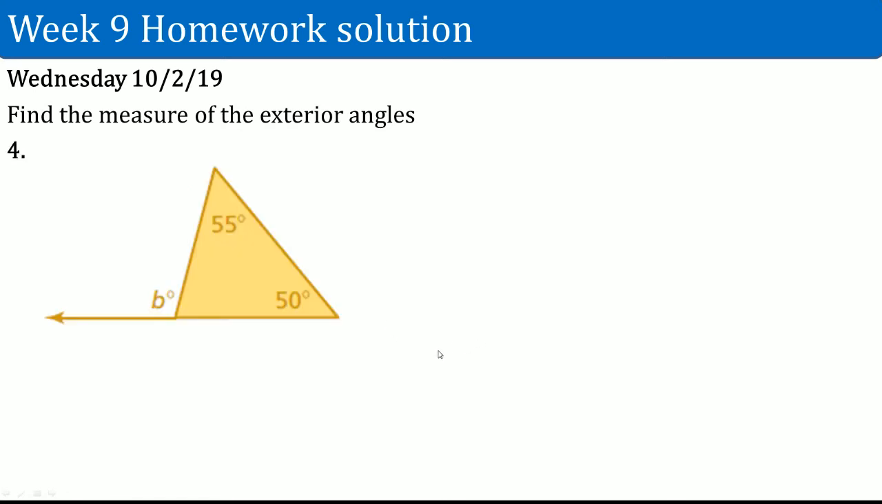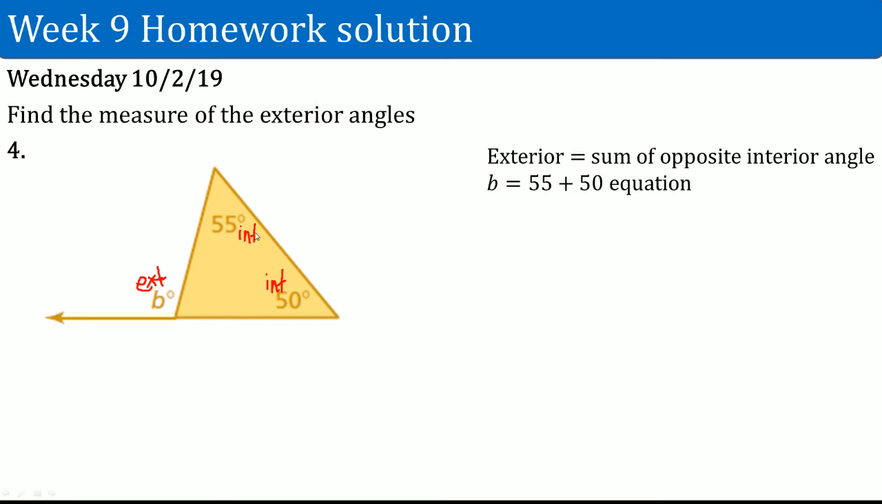Here, again, you're trying to find the exterior angle. So let me help you out by labeling it for you. This is your outside, so that is your exterior. This is your first interior, and this is your second interior. We know that the equation is always defined as your exterior is equal to the sum of your two opposite interiors. Your exterior is B, your two interiors are 55 and 50. So B equals 55 plus 50, which is equal to 105. There you go.